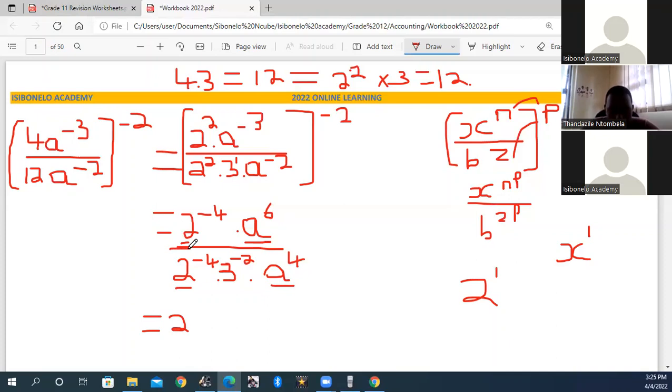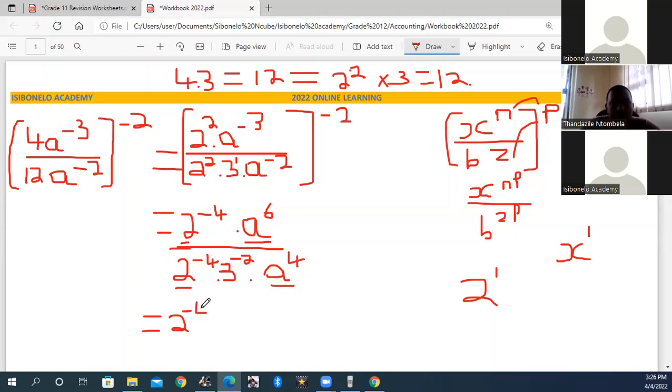So you only add the exponents if we are multiplying. If it's multiplication, you add the exponents. But if we are dividing, you subtract the exponents. So we go to the 2 and then we take one base and subtract the exponents.